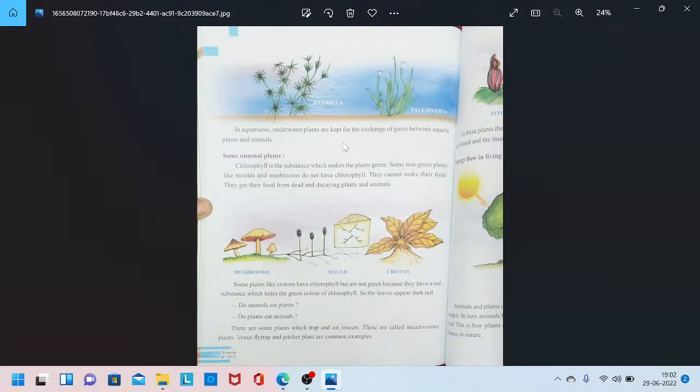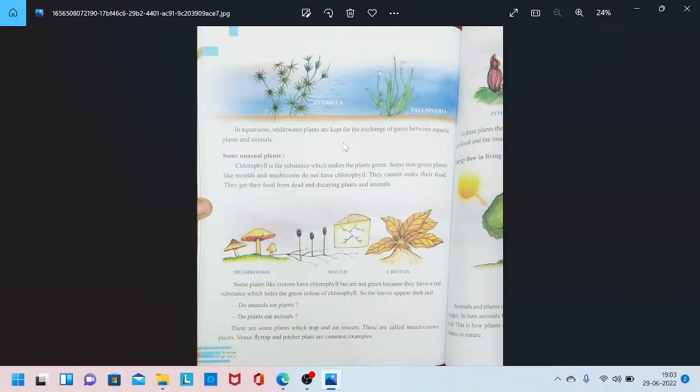Some unusual plants. Chlorophyll is a substance which makes the plants green. That is the reason the green leaves are green in color. Some non-green plants like mold and mushroom do not have chlorophyll at all, so they cannot make their own food. They get their food from dead and decayed plants and animals. So if the plant has green leaves, then it's preparing its own food.